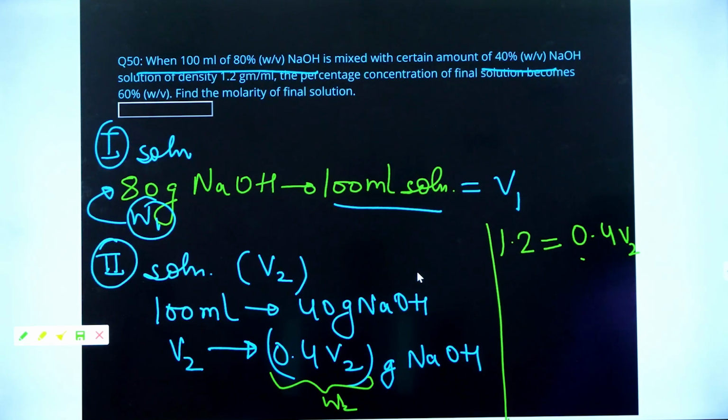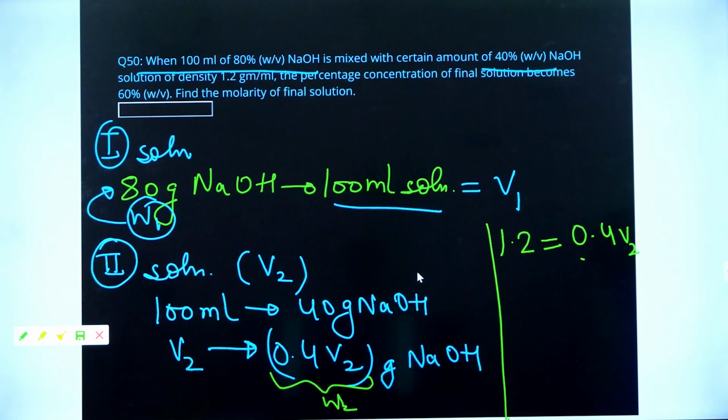Please see, we are using the density formula because the density of the second solution is given to us. We are just supposed to calculate what V2 is. Once we get V2, we'll get W2. Yes, that can be easily calculated. And once we get W2 and V2, we can calculate the final molarity of the solution formed by the mixing of 2 solutions. Right?